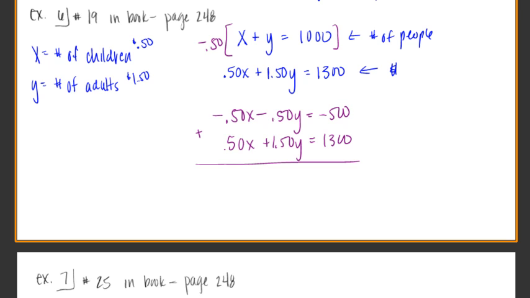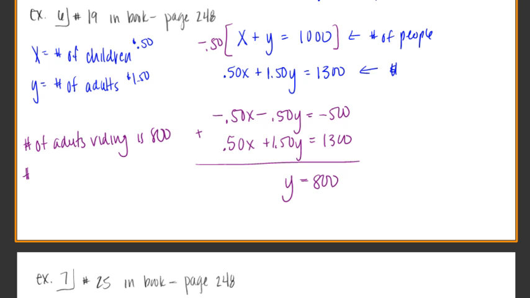Okay, and because my x's are opposite in sign, I just get to add these two up as is. So the x's are going to go away right now because a negative 50 and a positive 50 wipes out. $1.50 minus 50 cents is just 1, so y is by itself, that's nice. And 1,300 minus 500 is 800. So it looks like we found a value. So the number of adults riding the bus is 800.